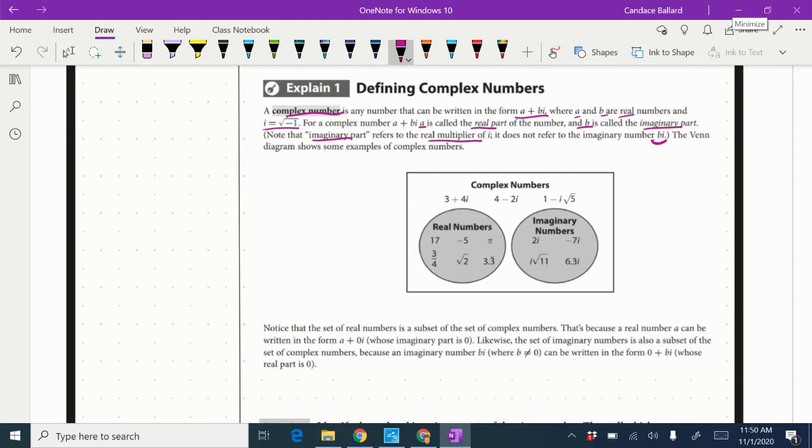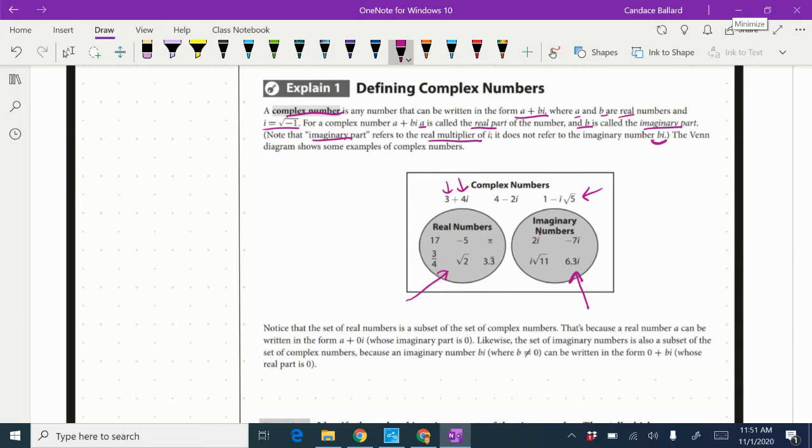The Venn diagram shows some examples of complex numbers. So complex numbers are basically when we mix the real part with the imaginary part. Real numbers are kind of their own unit or in their own category. Imaginary numbers, they're both subsets of complex numbers, but we can't make them in one of those two categories if we put them together. So notice the real set of numbers is a subset of complex numbers.